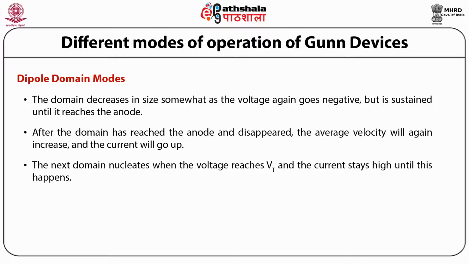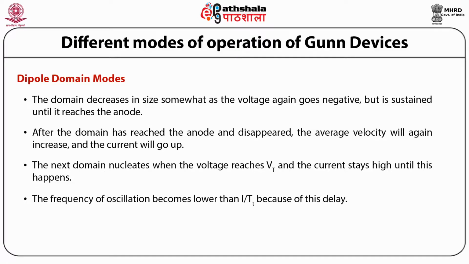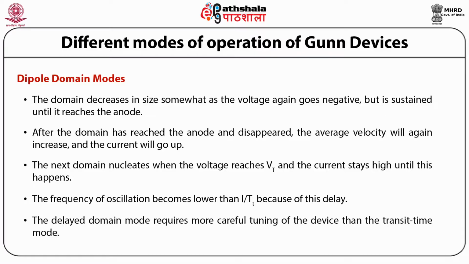So the current pulse therefore is somewhat broader than in case 1 above, which we discussed previously, resulting in higher efficiency which could reach 20%. Now here the frequency of oscillation becomes lower than 1 by tau t because of this delay. So the delayed domain mode requires more careful tuning of the device than the transit time mode.